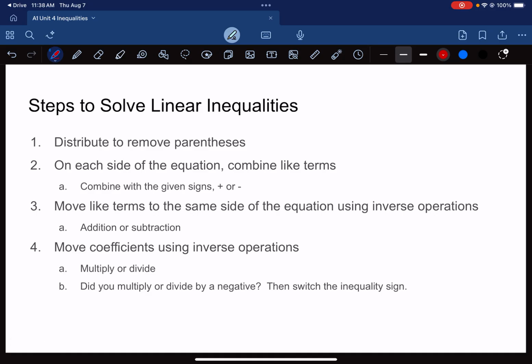So, steps to solve: you're going to distribute to remove any parentheses. On each side of the equation, you're just going to combine any terms that are alike. Look at the left side, combine what's there, no sign changing at all. Look at the right side, combine what's there, no sign changing at all. Then you'll move like terms to the same sides of the equation using the inverse. Then you'll do the opposite operation, starting with addition and subtraction, and then you're going to move coefficients using inverse operations. You're going to multiply or divide, and then you're going to ask yourself that critical question: did I multiply or divide by a negative? If so, I'm going to switch my sign.